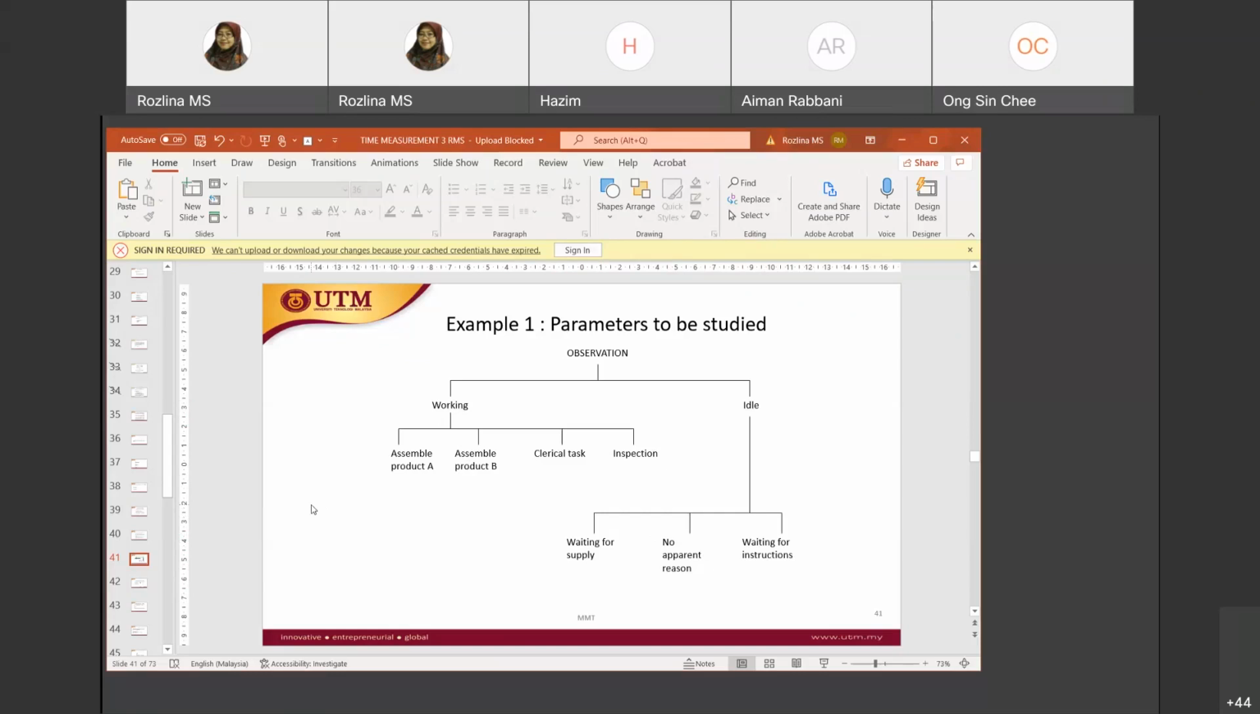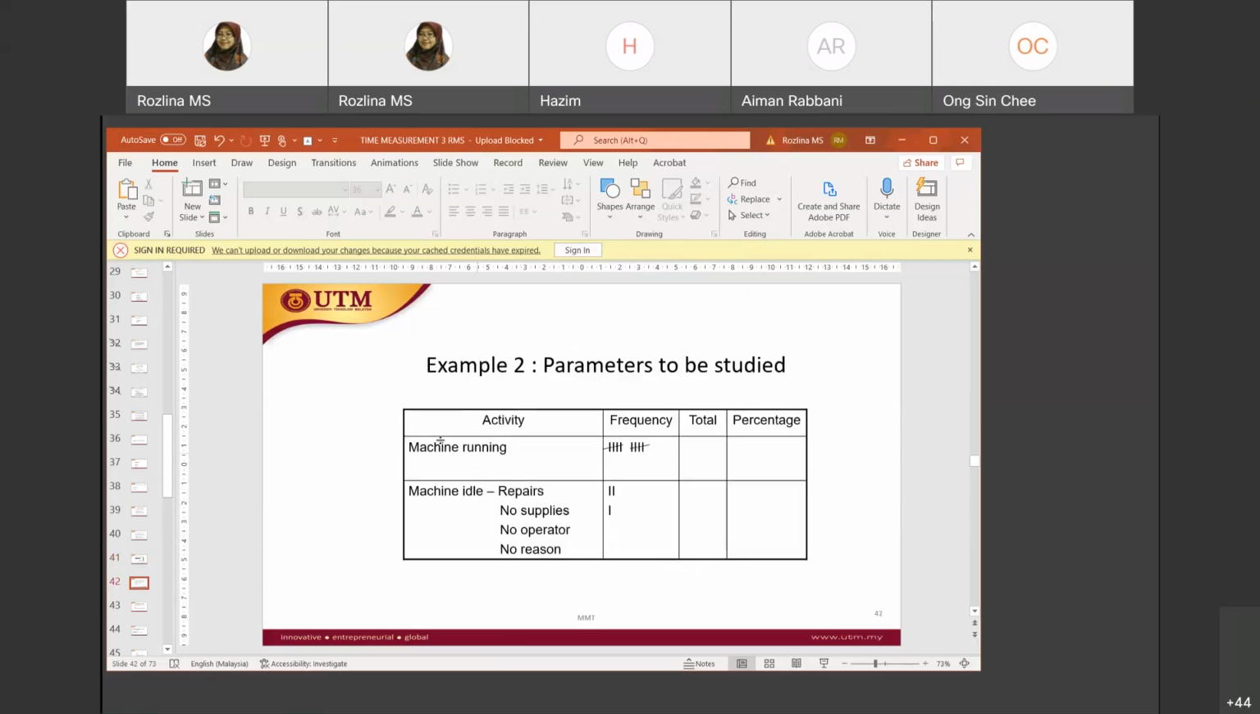Okay. Then we go to the machine. This is example 2, parameters to be studied for the machine. Okay, you go to the shop floor at the time that you have to observe. You go to the shop floor and see what happened to the machine. Oh, the machine is running now. Okay, so you put 1. Then maybe at 45 you go back to the shop floor, you see okay, the machine is idle, so you put it here. Then what time? Okay, here until you get the full observation. This is if you want to observe the machine.